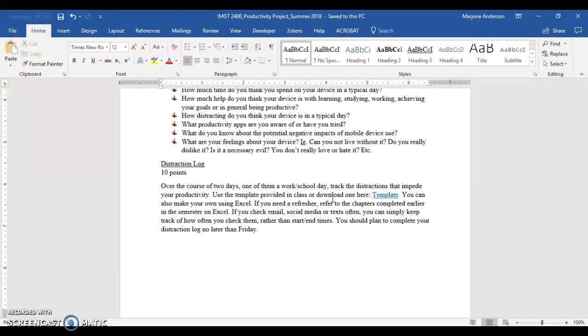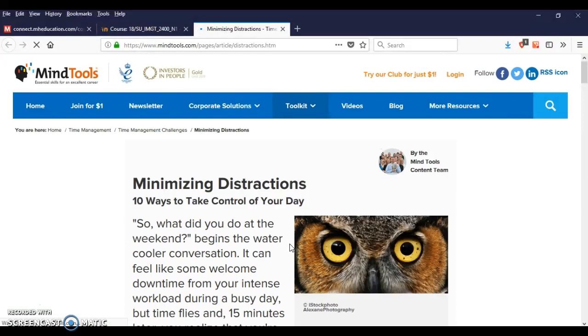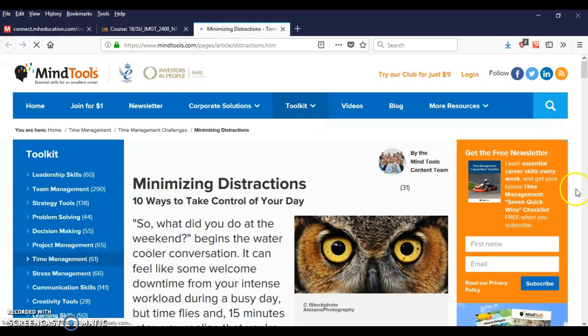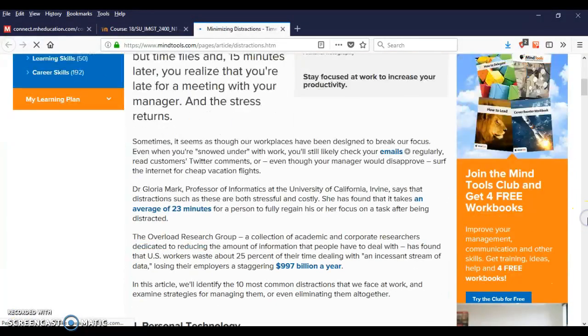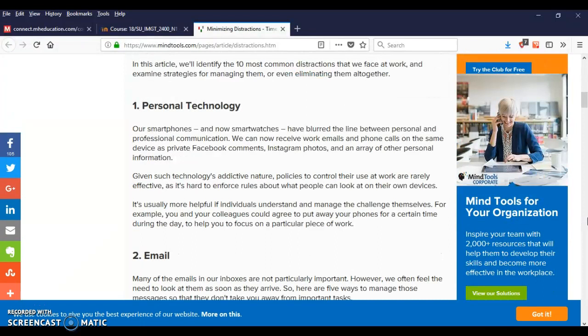the distraction. Now, I'm going to pause here a minute and we're going to talk about distractions. What do I mean by distractions? So one of the pieces of information we have here is this minimizing distraction article on Mind Tools, which is a site I love. And it's important that when we talk about distractions, we mean anything that takes you away from what you really are intending to do.